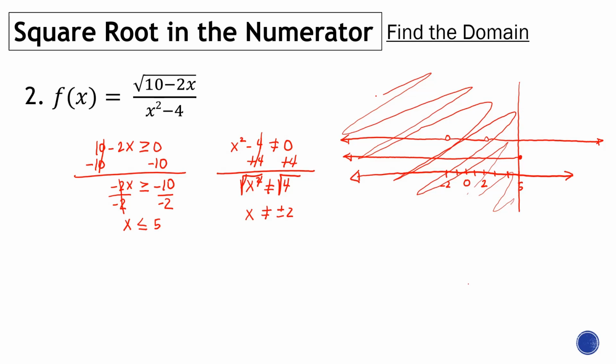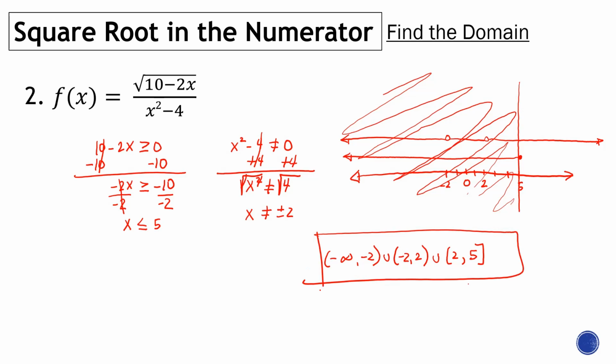Since it's less than, we start with negative infinity, up to negative 2, and we use this symbol that means negative 2 is not included. Union of negative 2 to positive 2. Union of positive 2 up to 5, and that 5 is included, so I will use that symbol. And here is the domain of that function.